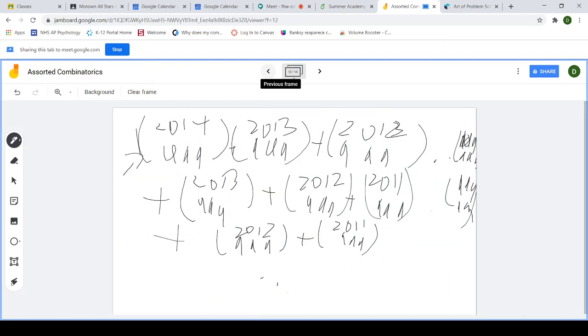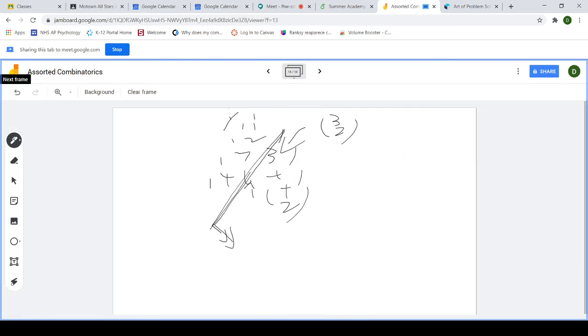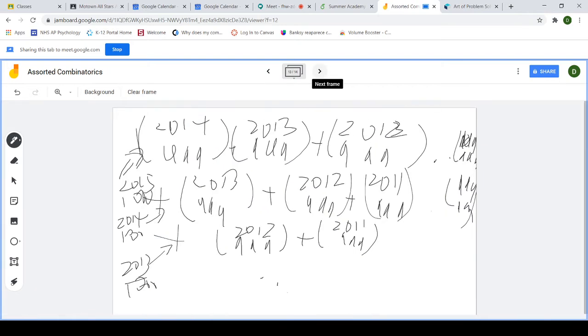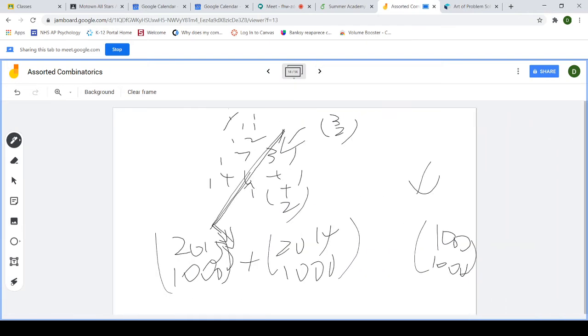Alright, so this right here ends up being 2015 choose 1000. This ends up being 2014 choose 1000. This ends up being 2013 choose 1000, and so on. This actually goes all the way down to 1000 choose 1000. So this sum of sums just becomes 2015 choose 1000, plus 2014 choose 1000, all the way to 1000 choose 1000. So we've reduced this massive sum of sums into something that looks like this.